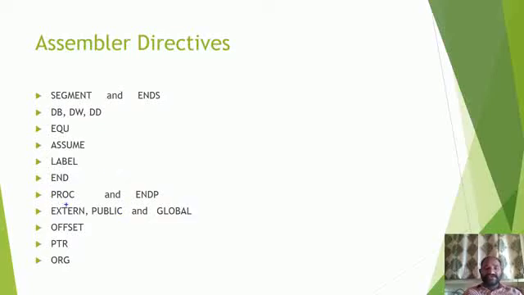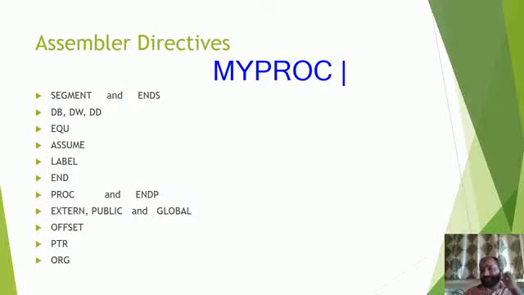In order to indicate the starting of the procedure and the termination of the procedure, we use these two assembler directives provided by the MASM. If you want to know the syntax, how to make use of PROC and ENDP, then I'm just taking one example. I'm assuming that the label assigned to my subroutine is MYPROC, and I'm making use of the directive PROC.